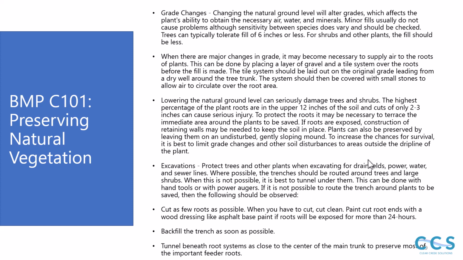When there are major changes in grade, it may become necessary to supply air to the roots of plants. This can be done by placing a layer of gravel and a tile system over the roots before the fill is made. Lowering the natural ground level can seriously damage trees and shrubs. The highest percentage of the plant roots are in the upper 12 inches of the soil, and cuts of only 2 to 3 inches can cause serious injury. To protect the roots, it may be necessary to terrace the immediate area around the plants to be saved.